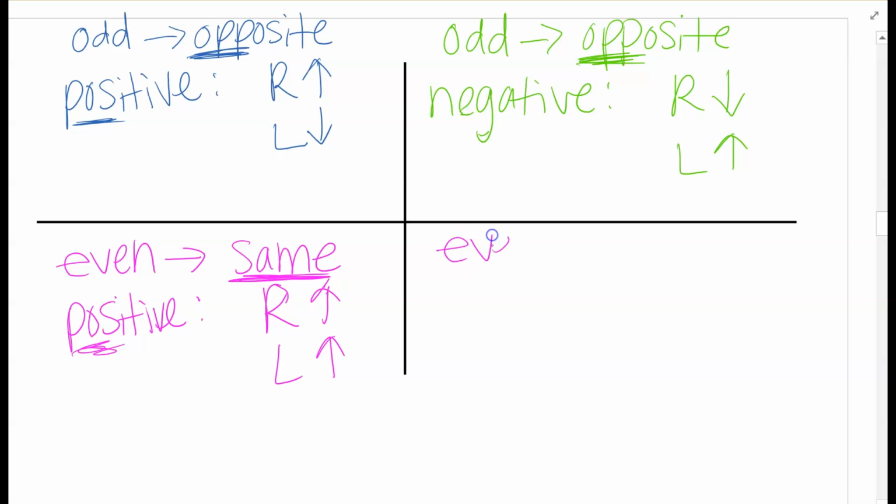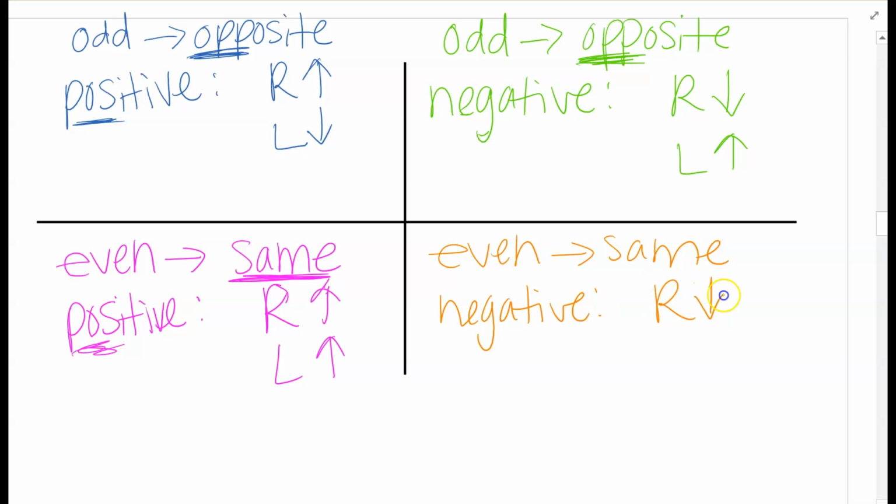And then for my last one, I think I used orange. If it's even, again it means they're going to be the same direction. And if it's negative, that tells you that your right side has to go down because it's negative. And then your left side has to go the same direction as your right one, so it would also go down to negative infinity, okay?